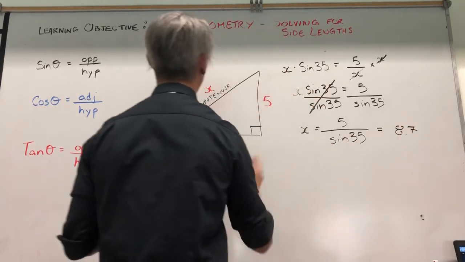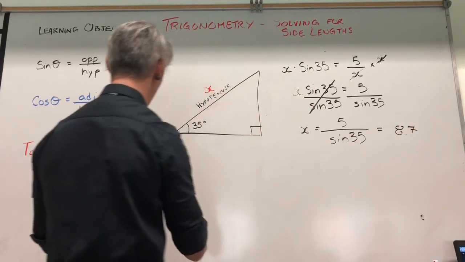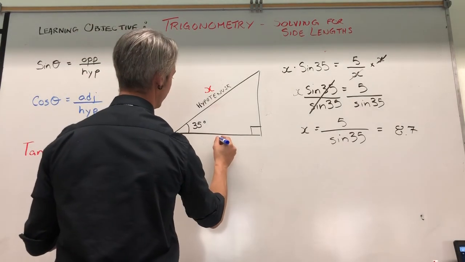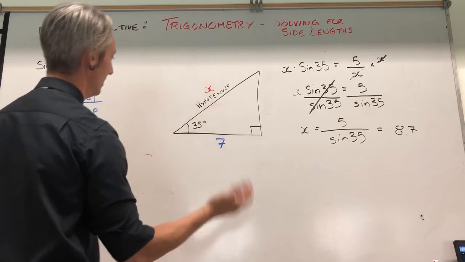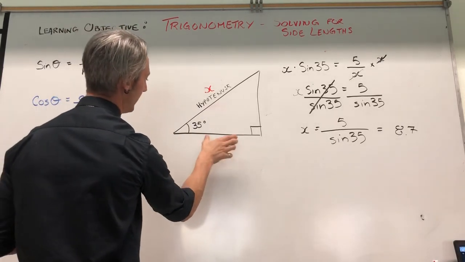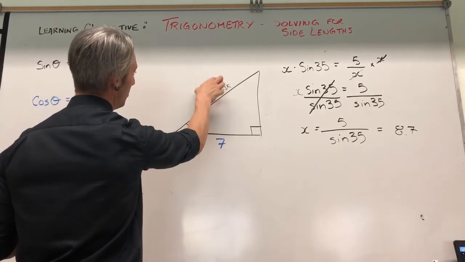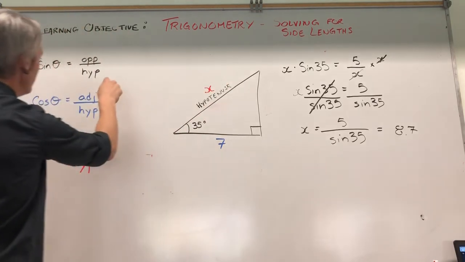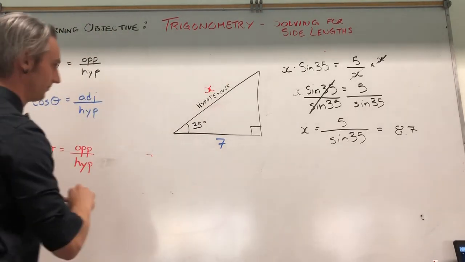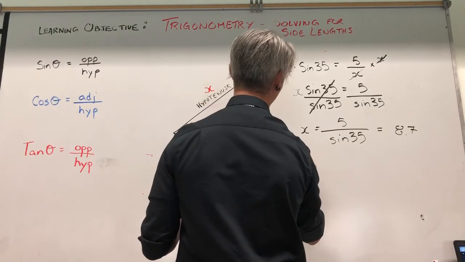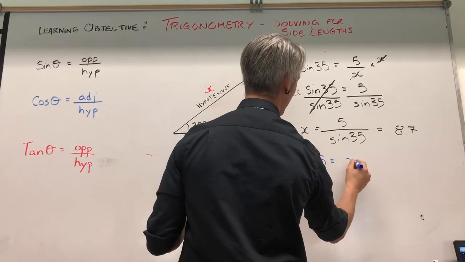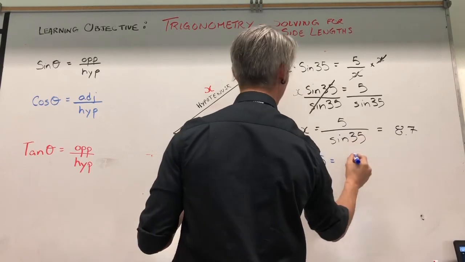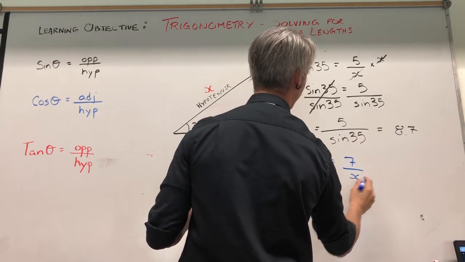Okay? And same thing. Say I knew that this was 7, and I wanted to solve for my hypotenuse. Well, again, I'd say, okay, so I know my adjacent side. I know my hypotenuse. So I'm going to use my adjacent and hypotenuse, so cos. So I do the exact same thing. Cos 35 is equal to adjacent 7 divided by x.